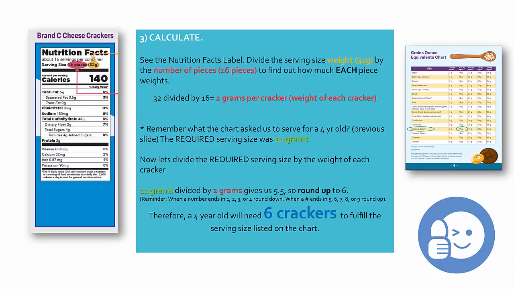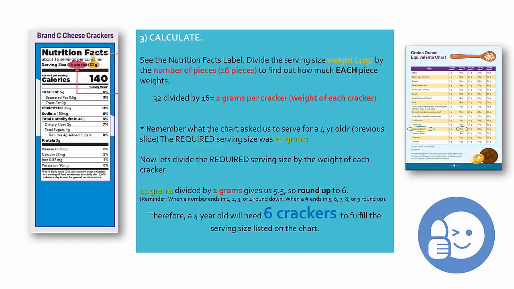So remember what the chart asked us to serve for a 4-year-old? The required serving size was 11 grams. Now let's divide the required serving size by the weight of each cracker. So 11 grams divided by 2 grams gives us 5.5. So round up to 6. Okay, so just a quick reminder, when the number ends in 1, 2, 3, or 4, round down. When the number ends in 5, 6, 7, 8, or 9, round up. So therefore, a 4-year-old would need 6 crackers to fulfill the serving size listed on the chart.